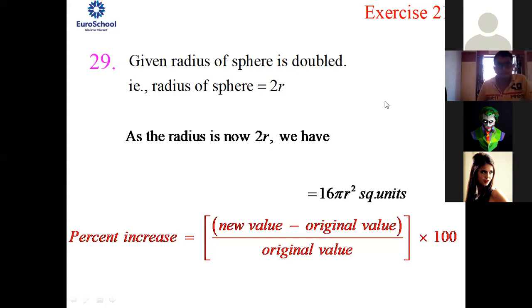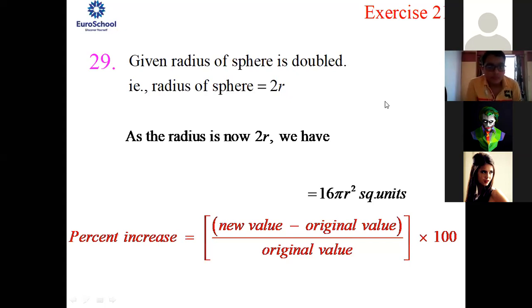So now, it is said that the radius of the sphere is doubled. So what will be your new radius now? It will be 2r, right? Doubling is just that you multiply the initial number by 2, so then you get the double of it. So now the radius of the new sphere is 2r.